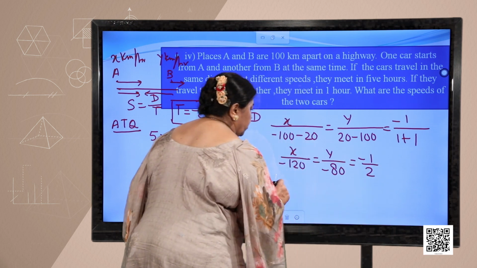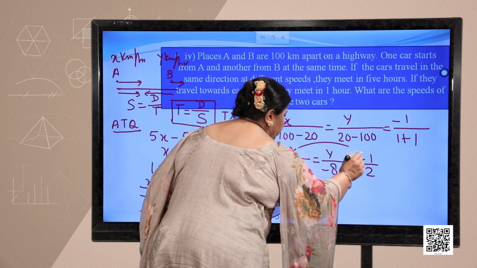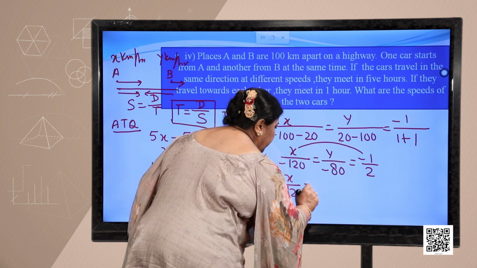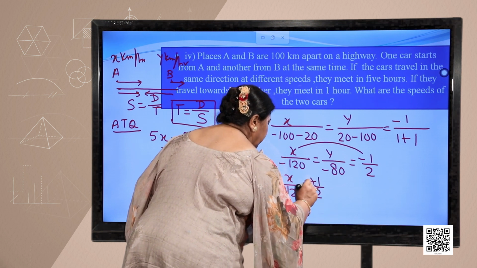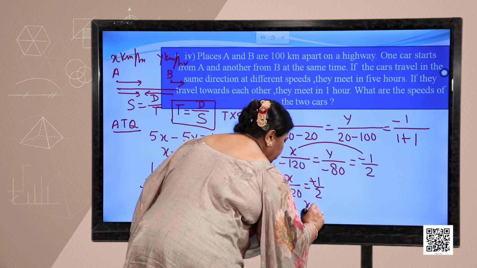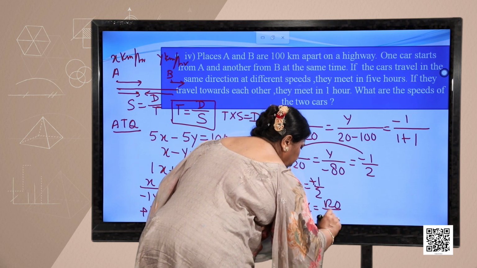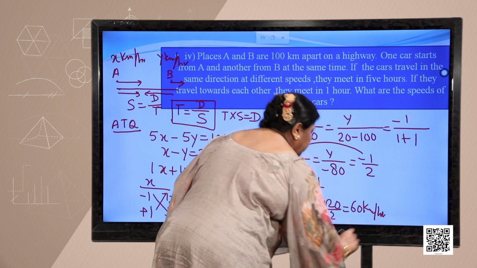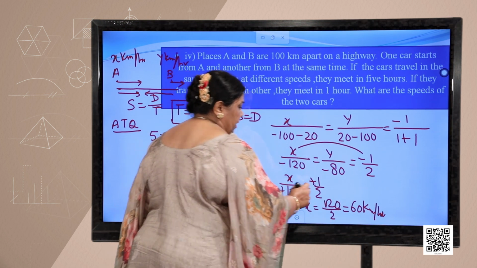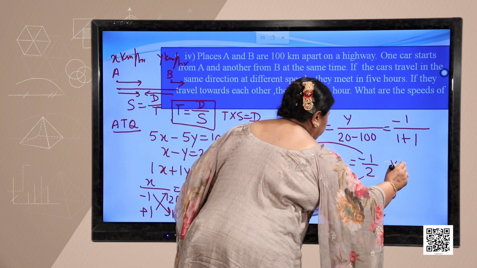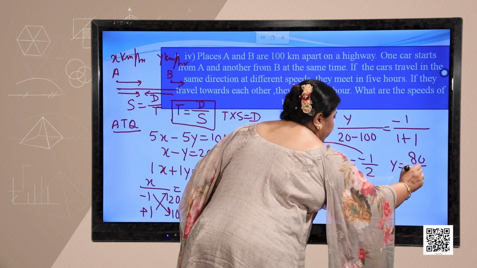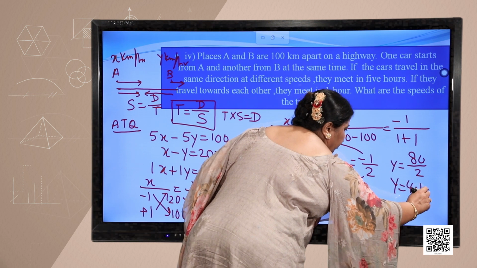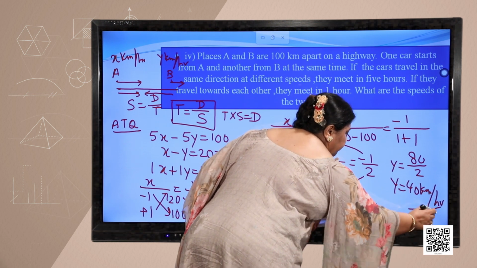So, I have these two. For x, x upon minus 120 is equal to minus 1 upon minus 2, minus cancels and x is equal to 120 upon 2, that gives me 60 kilometers per hour. Speed of A is 60 kilometers per hour. Likewise, y is equal to 80 upon 2. So, y is 40 kilometers per hour.